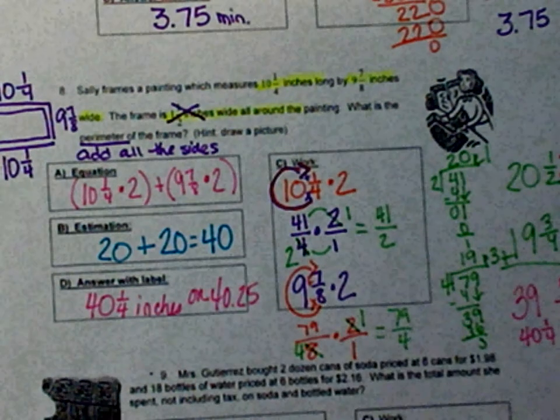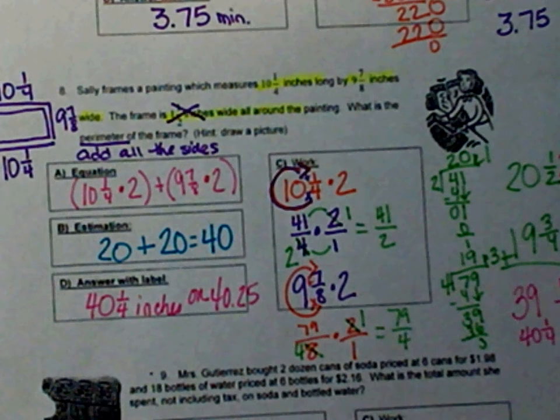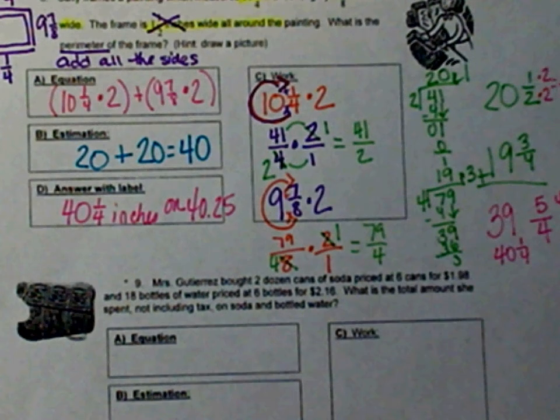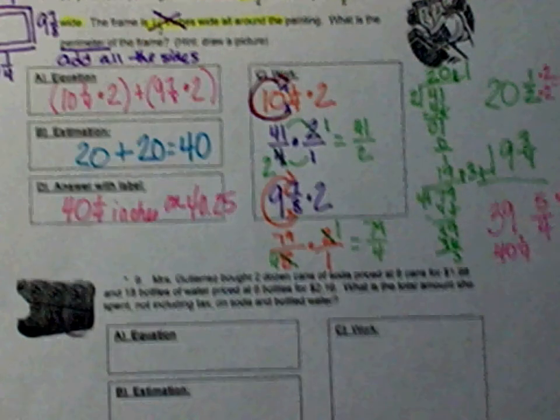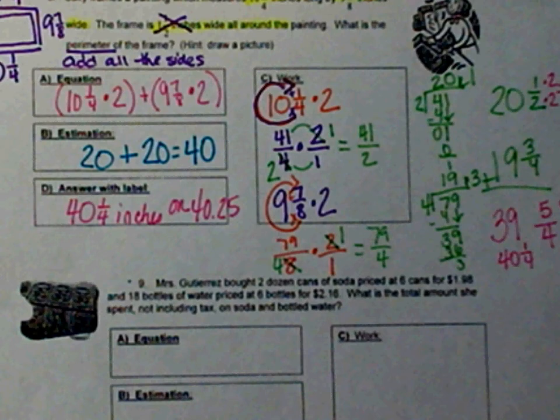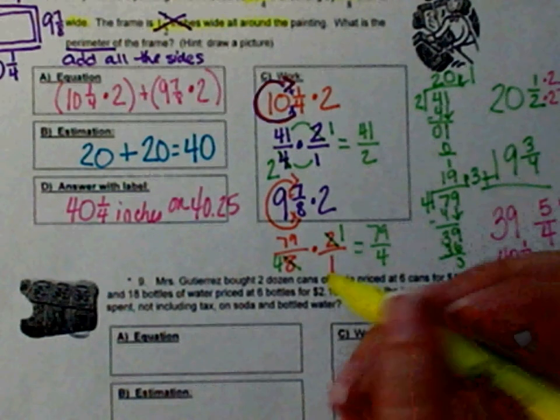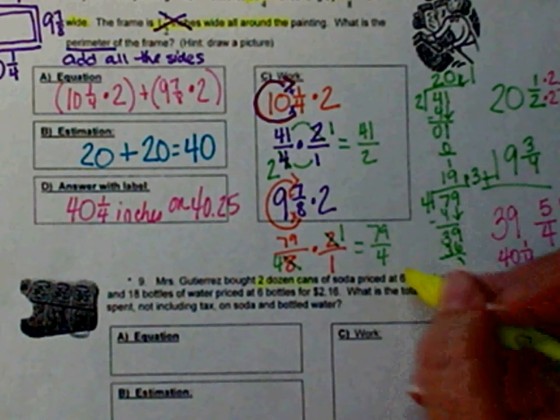This is improper, so to get it out of improper, we would need to divide. And I know that it's 1 1/4, which makes this 40 1/4. So my answer is 40 1/4 inches, or we can write it as 40 25 hundredths.